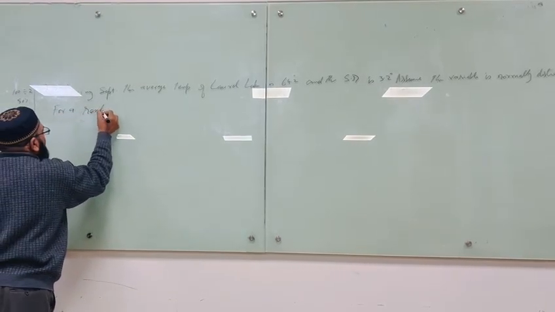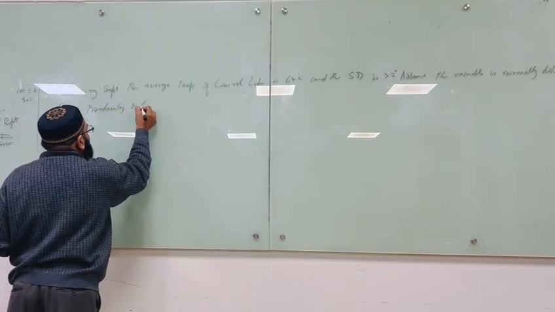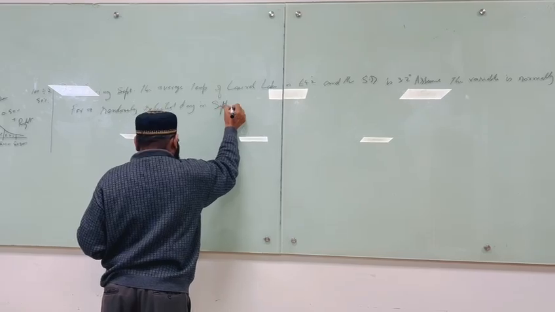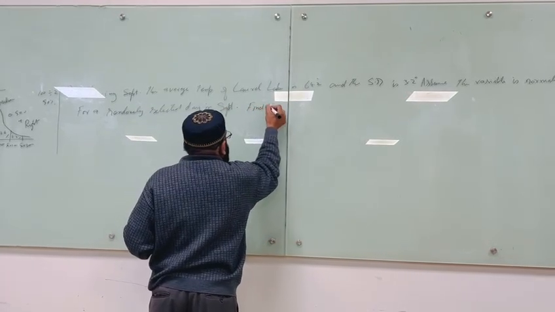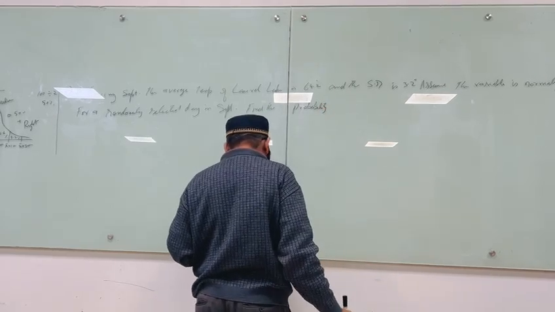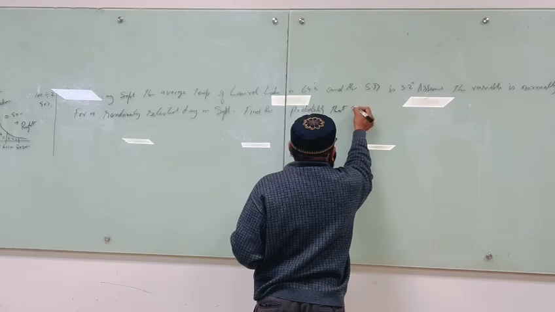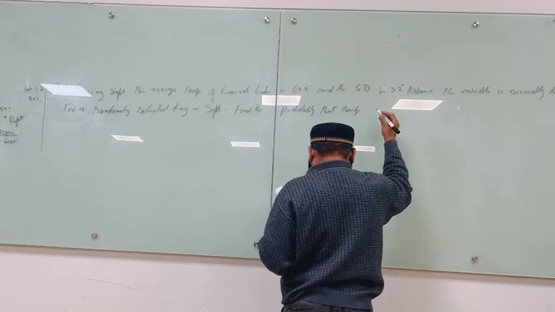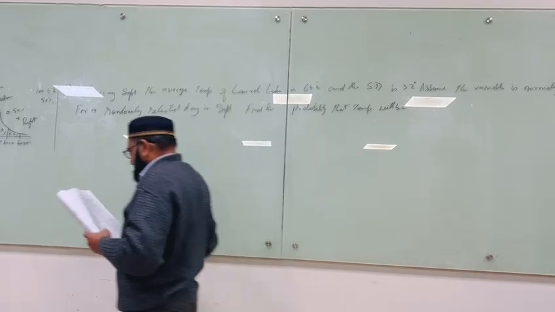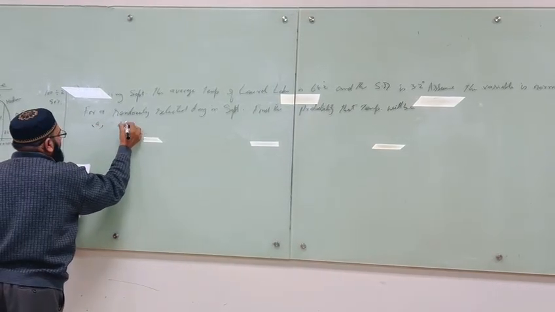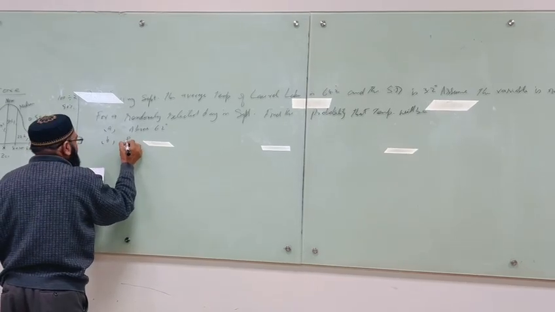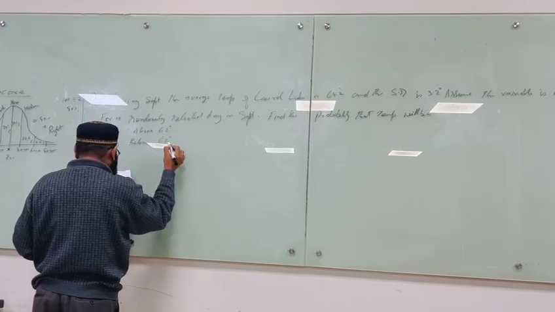For a randomly selected day in September, find the probability that the temperature will be, first, A part, above 62 degrees, B part, below 67 degrees.